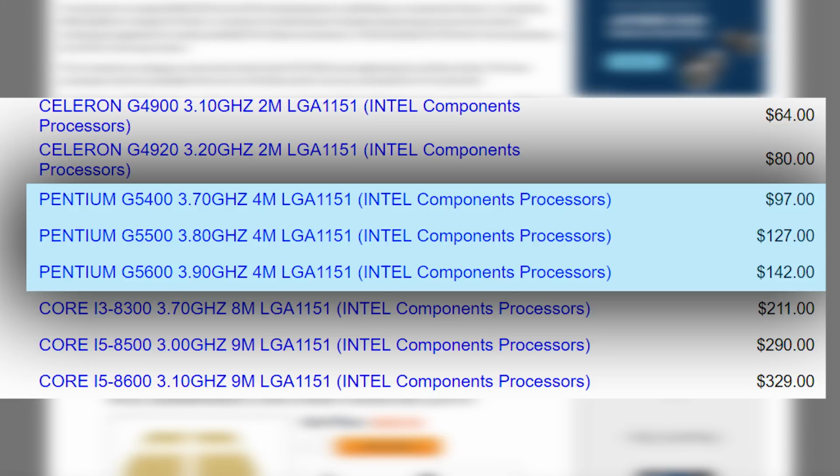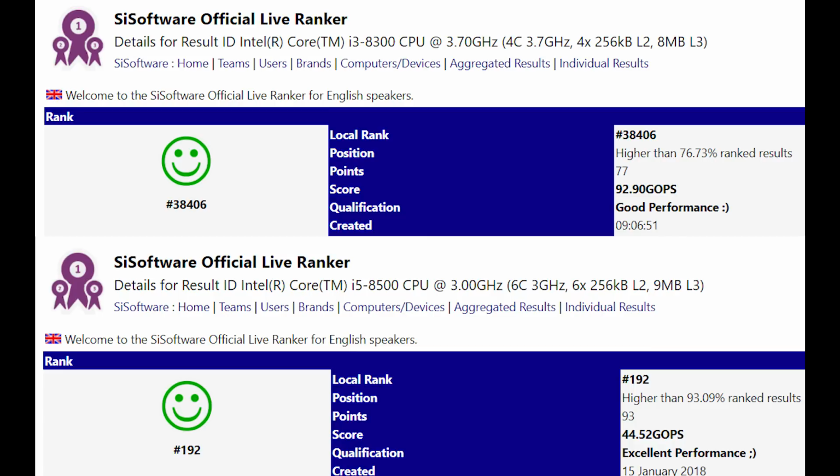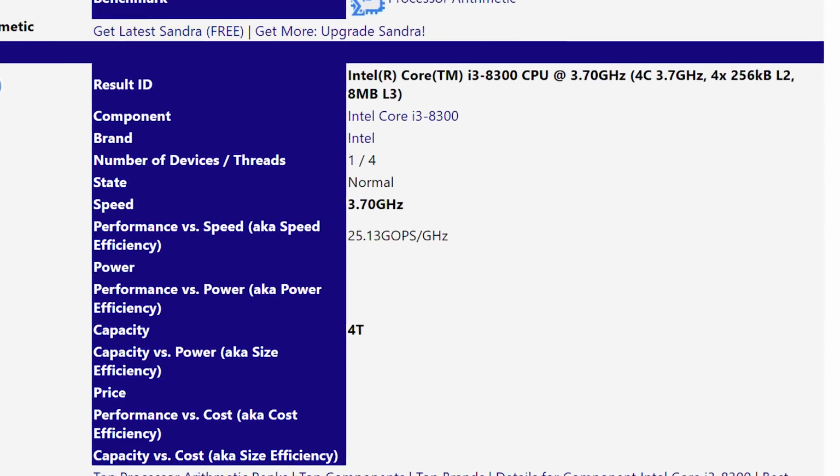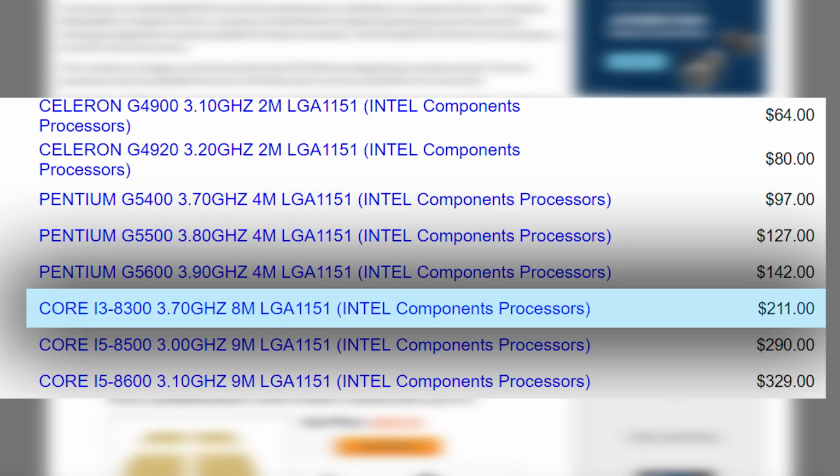Moving along to what I think most of you will be more interested in is the i3-8300, the i5-8500, and the i5-8600 non-K edition. Now, while these do appear on the Australian retailer, they also make their way to the SciSoft database. First up, the i3-8300 is a 4-core, 4-thread CPU with a base clock of 3.7 GHz, but no information on boost clocks, and it's selling for $211, which puts it around $169 US.